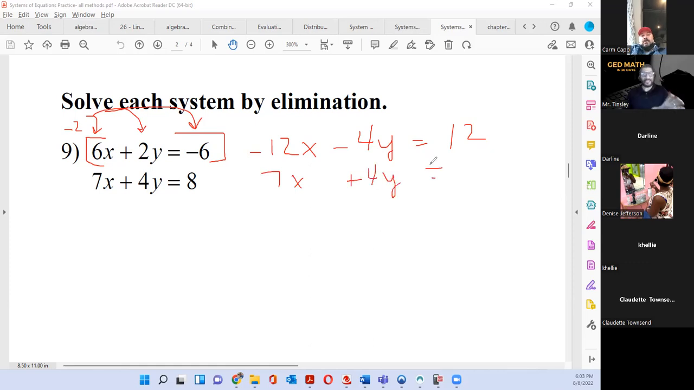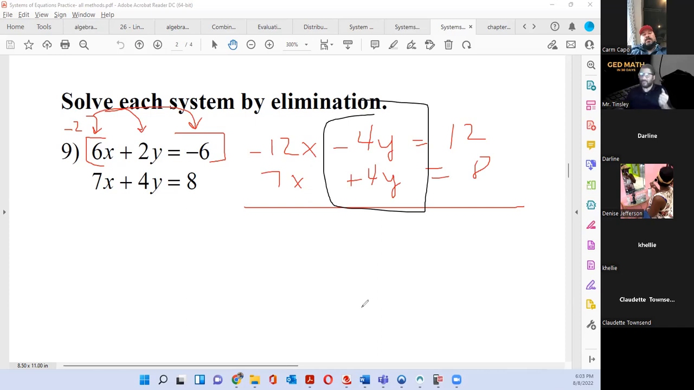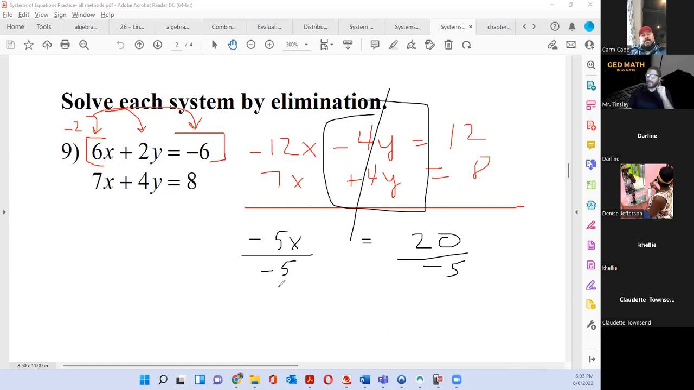And then in this second step, you should be able to see this is where one of my variables is canceled right there. They're opposites of each other. They cancel each other out. So I have negative 5x equals 20. Divide both sides by negative 5, and I get x equals negative 4.